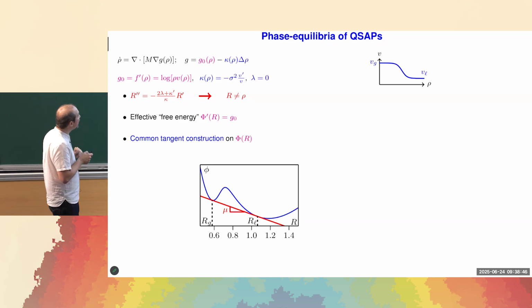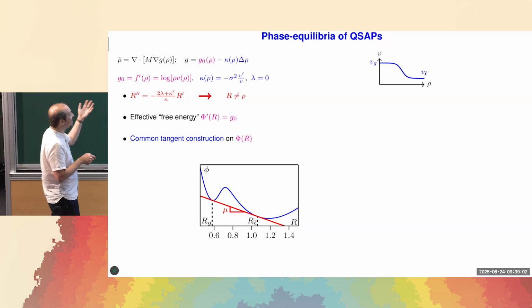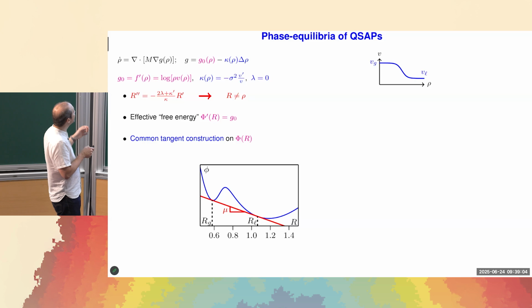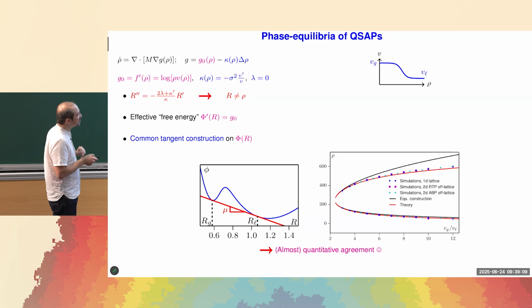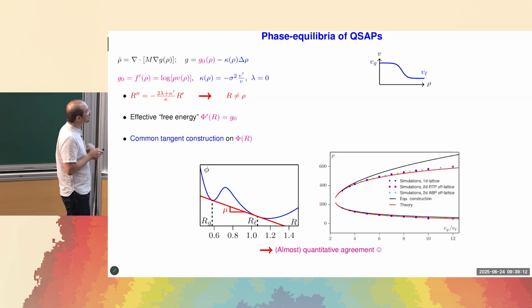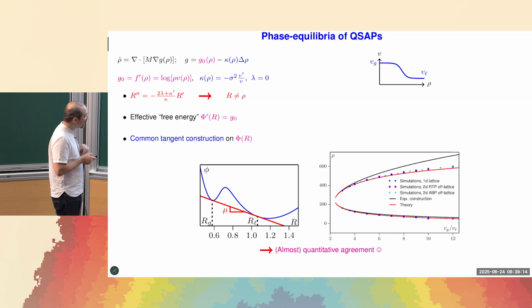And when I do that, I get something that looks like this for the parameters of the simulation before. And I can build this common tangent construction, measure the gas generalized density, the liquid generalized density. I can invert my R of rho relation and get the binodal. And here on the right, what you see is the density of coexistence as V gas over V liquid is varied, meaning as the height of this drop in velocity is increased.